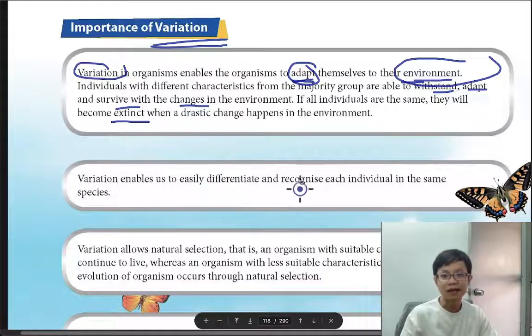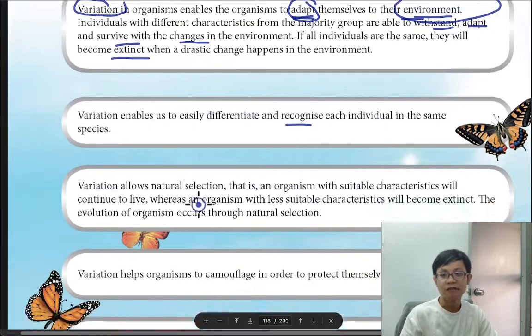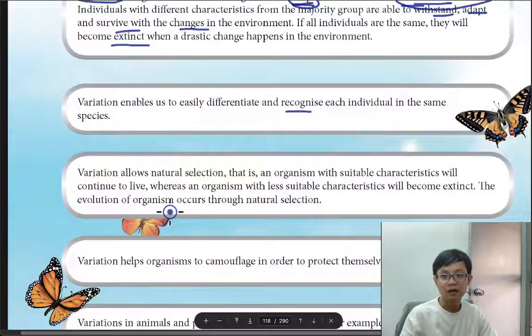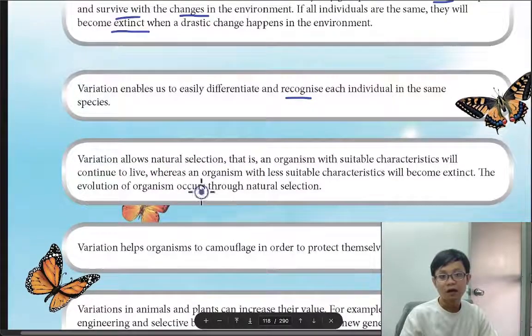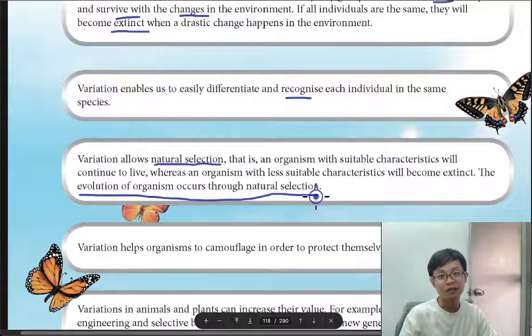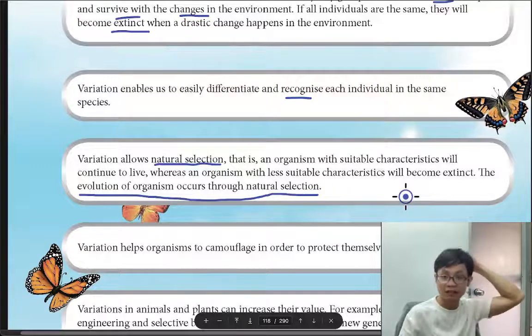Okay, it can be recognized. Variation allows natural selection. This one we haven't learned. This is during the evolution of organisms. This one can be a whole new chapter if you want to study this.